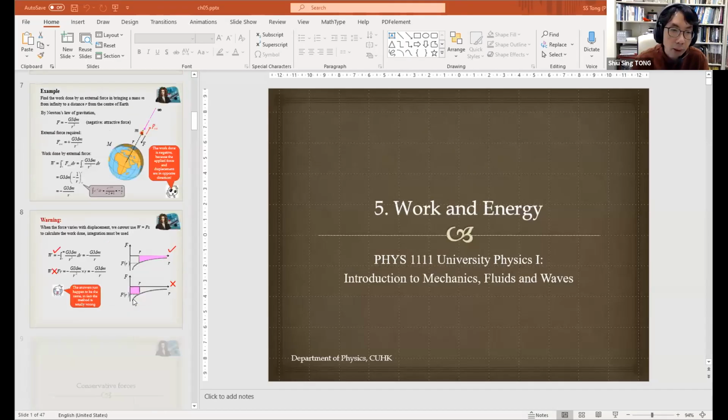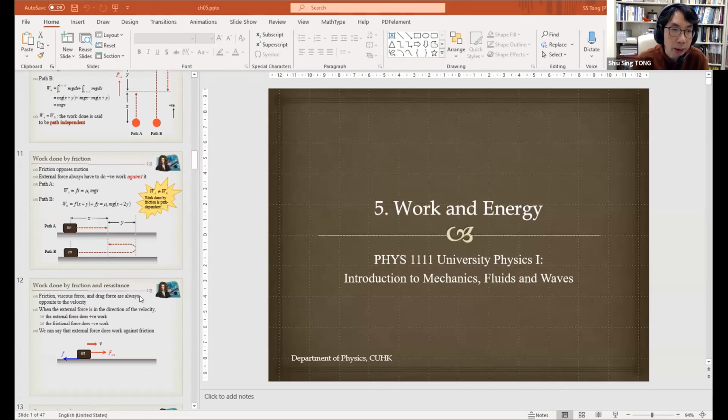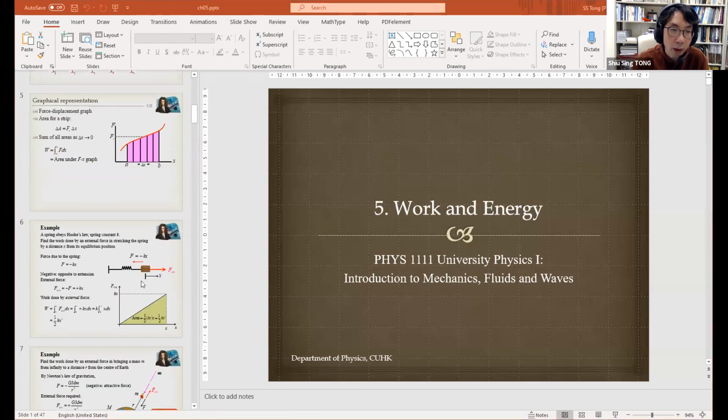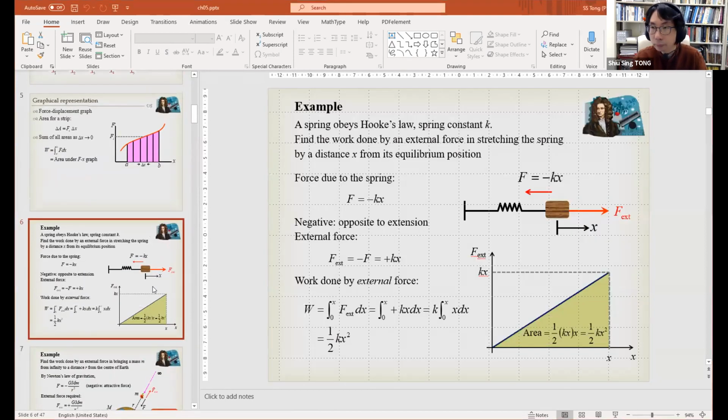Now, in our previous lecture, we have already discussed work done. Work done is a transfer of energy by the application of a force, and we also have calculated several cases of work done in different systems. For example, we have calculated work done by stretching a spring.